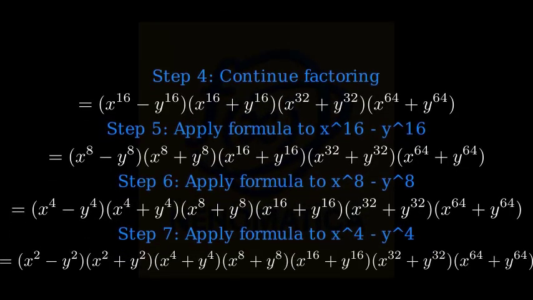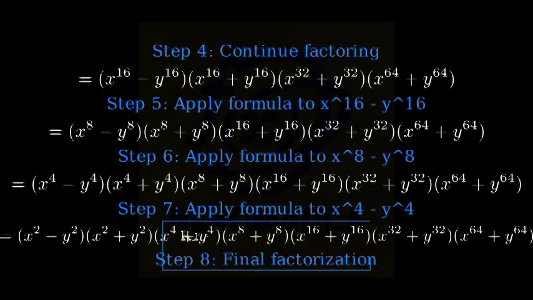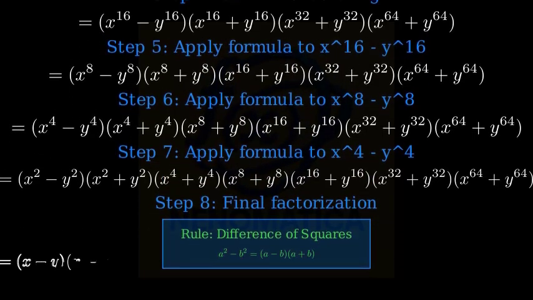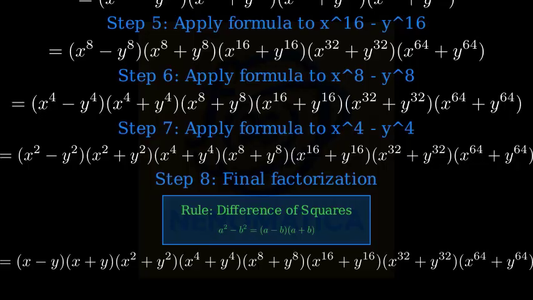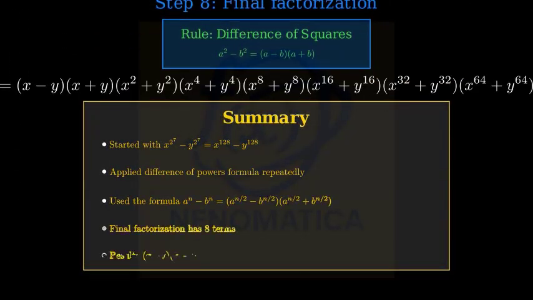For x to the power of 4 minus y to the power of 4, we apply the formula to get x squared minus y squared times x squared plus y squared. Finally, we apply the formula to x squared minus y squared, which gives us x minus y times x plus y. Let's summarize what we've done.